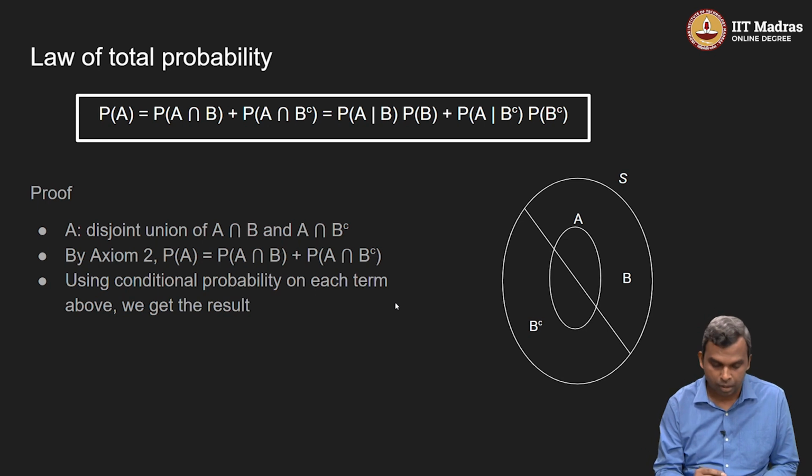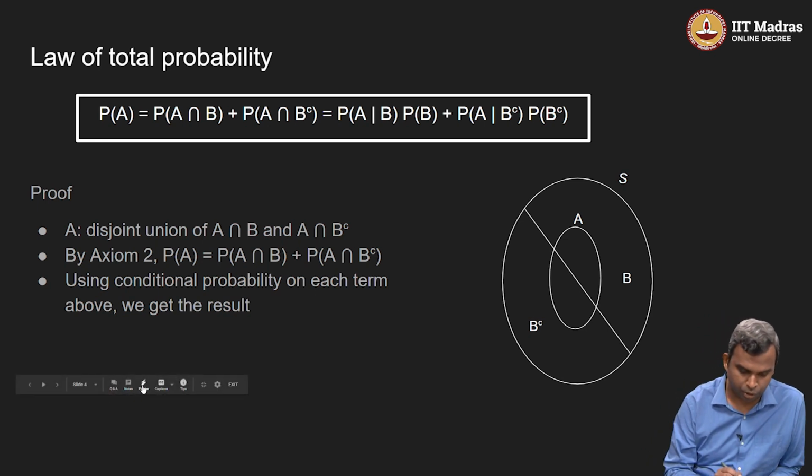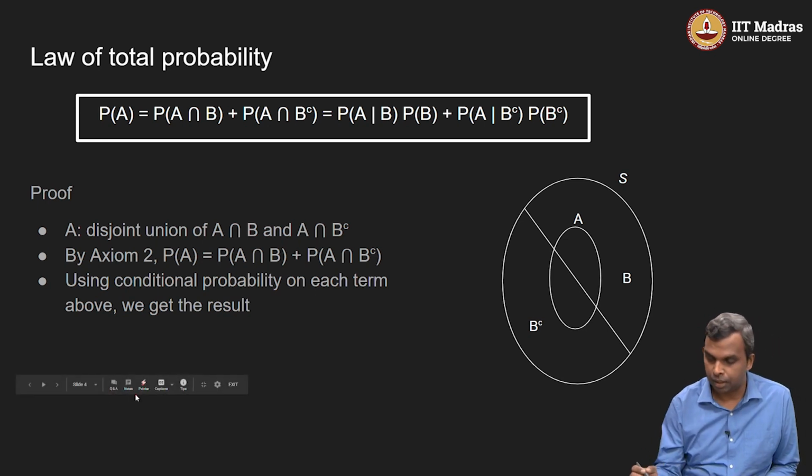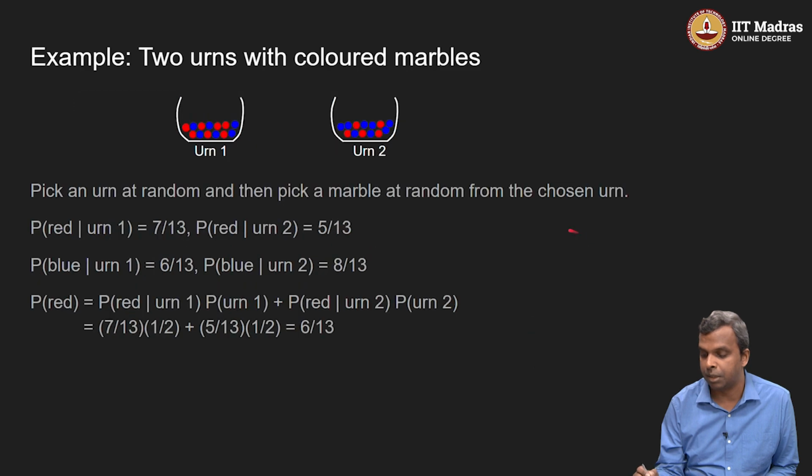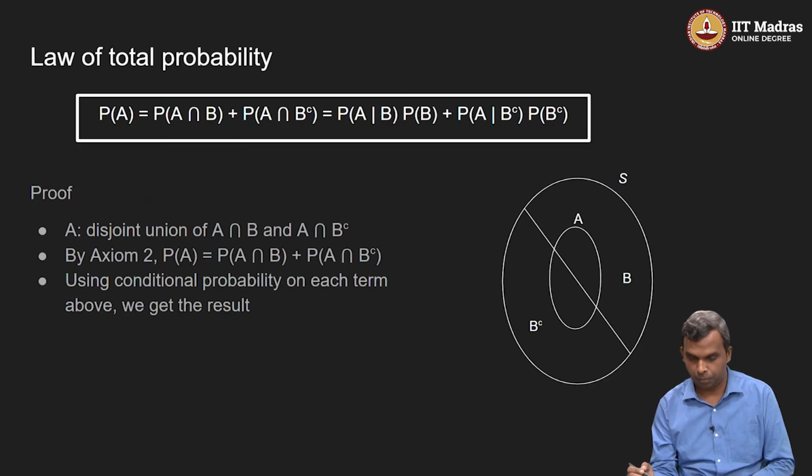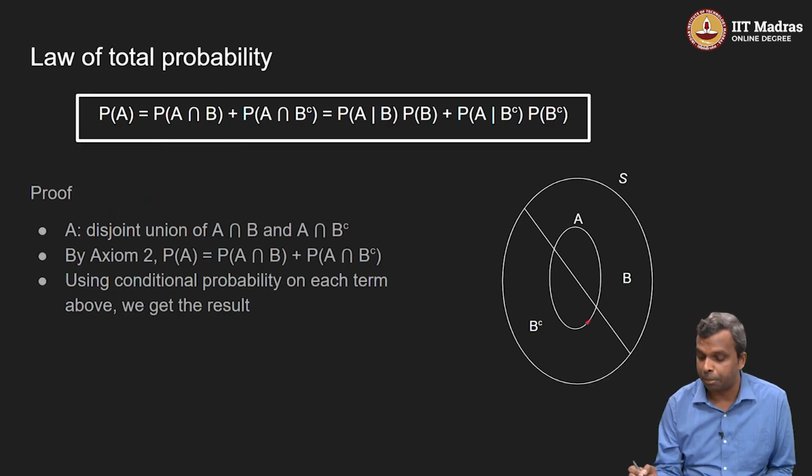If I can get my pointer here, let me show you. You have here A intersect B, isn't it? A intersect B is this part, and then you have A intersect B complement, which is this part. This part is A intersect B complement, is that okay? And these two are disjoint, okay.